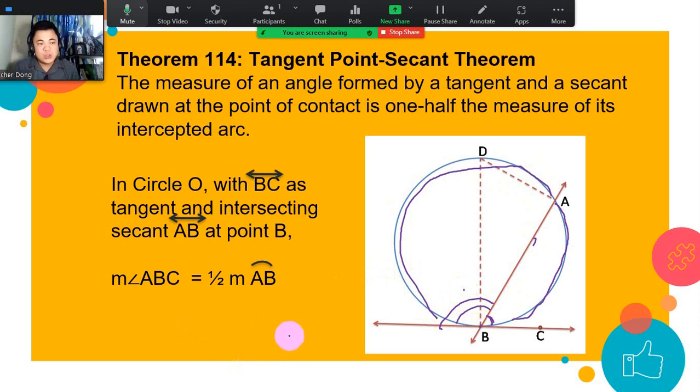Teacher, what if we are looking for the arc measure? So same thing. If you are solving for the angle, you are going to multiply by 1/2. When you solve for the arc, you will multiply the angle measure by 2. Okay, so let's say this is 240 degrees. 240 degrees times 1/2 is just 120 degrees. So if you are solving for the arc, 120 degrees times 2 will become 240 degrees. It goes like that. So the angle is formed at the point of contact of a tangent and a secant.